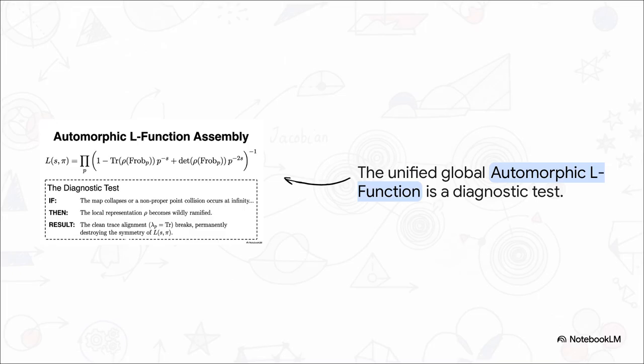Next, we take those perfectly aligned local factors and assemble them into a unified global automorphic L function. Think of this equation as a master diagnostic test for the entire Jacobian conjecture. If the map were to somehow collapse, or if a non-proper point collision actually occurred at infinity, it would force the local representation to become wildly ramified. That would immediately shatter this clean trace alignment, permanently destroying the beautiful symmetry of this exact formula.